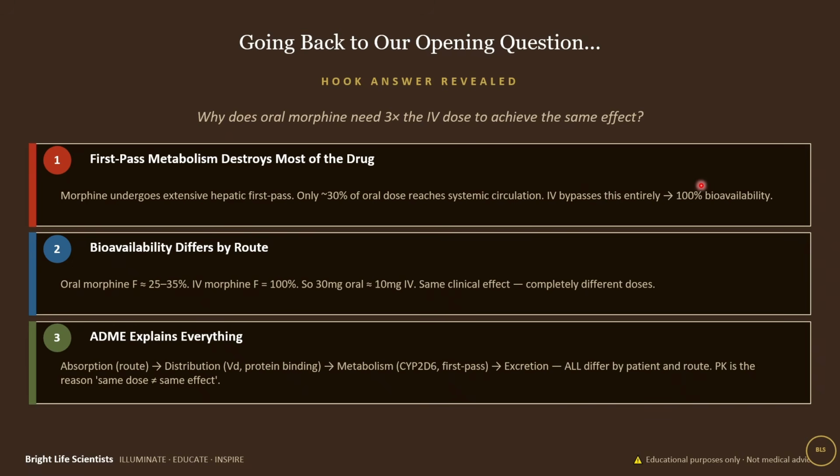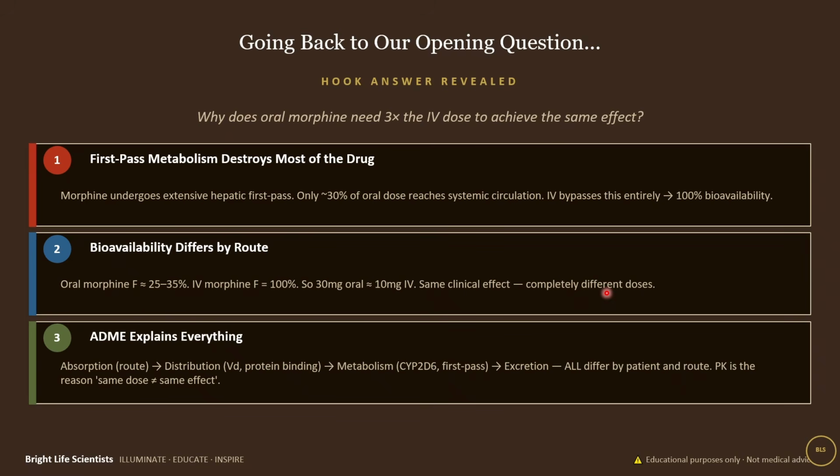The other reason is that bioavailability differs by route. Oral morphine bioavailability is approximately 25 to 35%, but for IV morphine, the bioavailability is 100%. So 30 milligrams of oral morphine is roughly equivalent to 10 milligrams IV. Same clinical effect, completely different prescriptions.